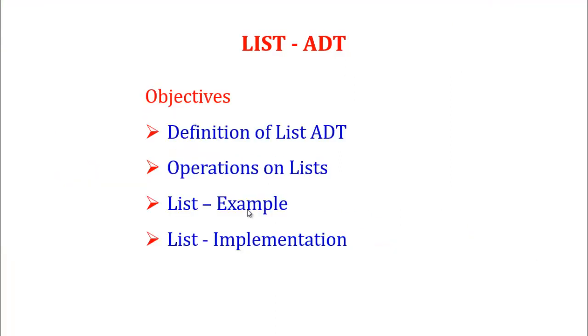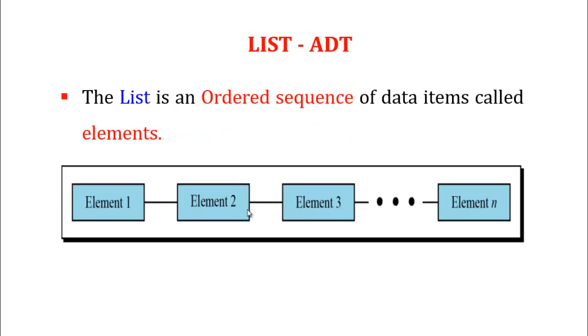These are the topics present in the list abstract data type: definition of list, operations on list, list examples and its implementations. This is the basic definition of list. A list is an ordered sequence of data items, or a collection of data items called elements. The ordered sequence is otherwise called sequential order.